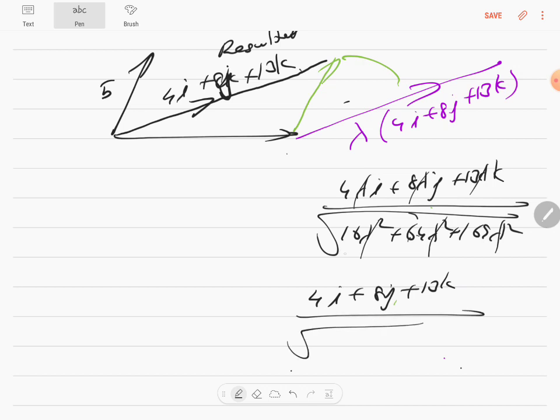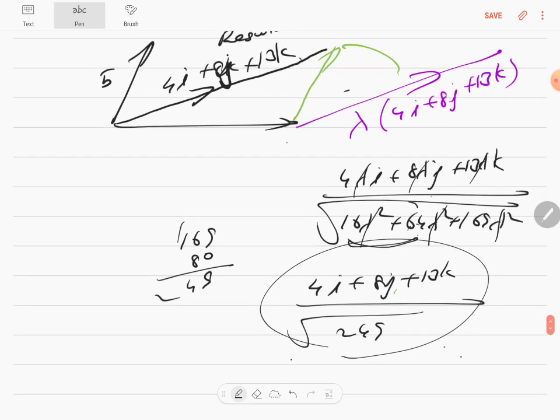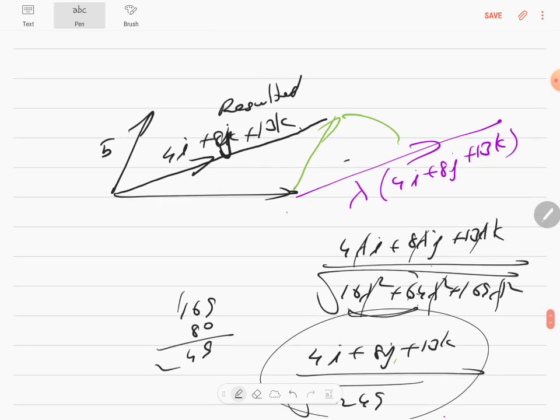Here, 16 plus 64 becomes 80, and 169 plus 80 is 249. So this is your unit vector, which is parallel to the diagonal of this parallelogram.